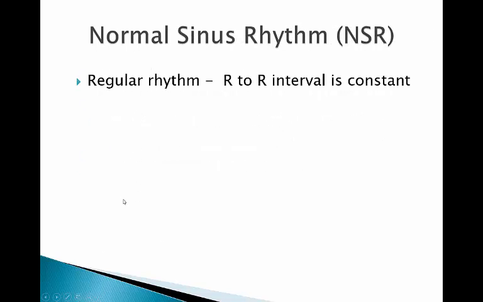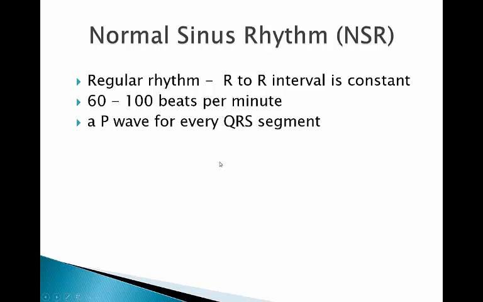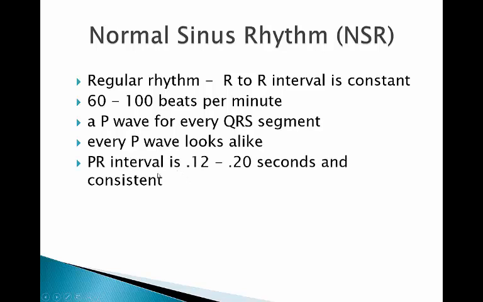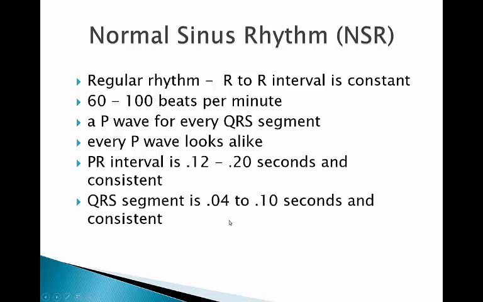You've got a regular rhythm, so the interval between the R to R is constant, and I'm going to show you what that means on the next slide. The rate is 60 to 100 beats per minute. There's a P wave for every QRS. Every P wave looks the same. The PR interval is consistent, and that's going to be important, so every PR interval will be the same. And the QRS is 0.10 seconds or less, consistent, and everything looks the same.